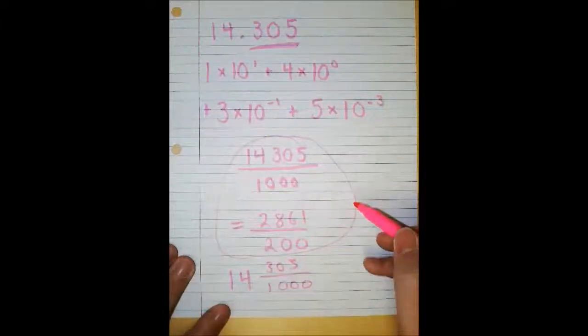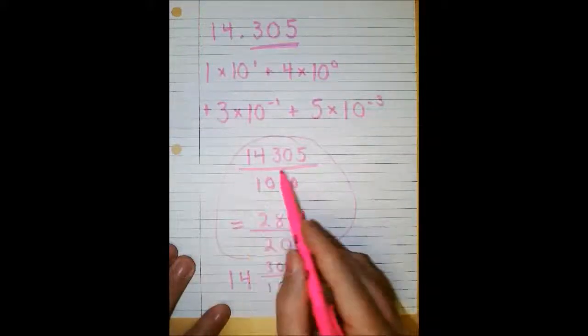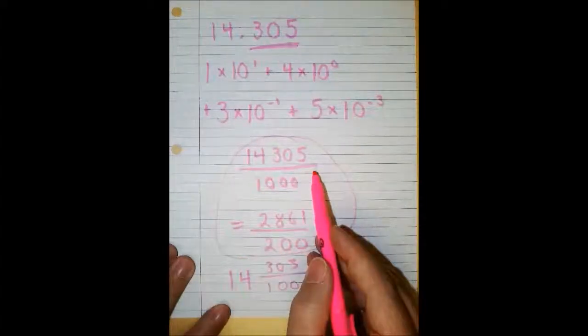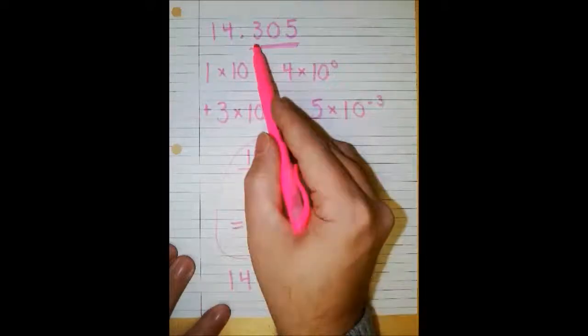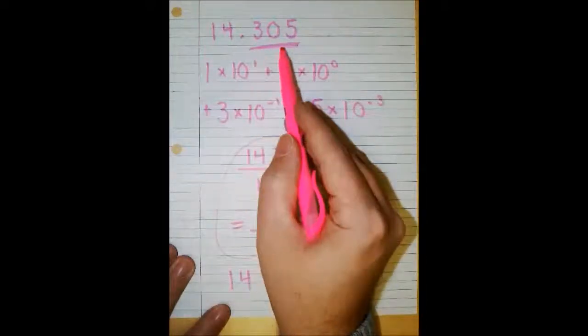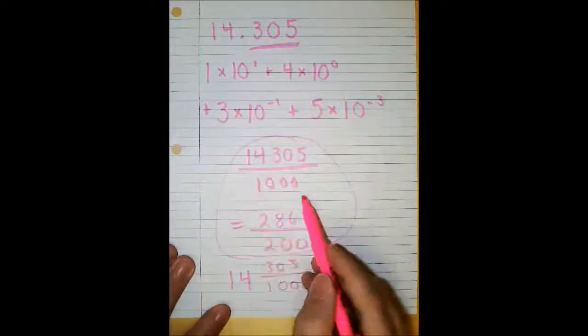So if you're asked to put a decimal in expanded form, start by writing it using exponents, and then take the number, ignoring the decimal place, put it over however many in whatever your place value is. So this is tenths, hundredths, thousandths. So this is over 1,000.